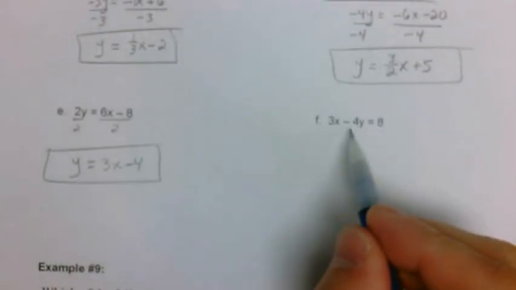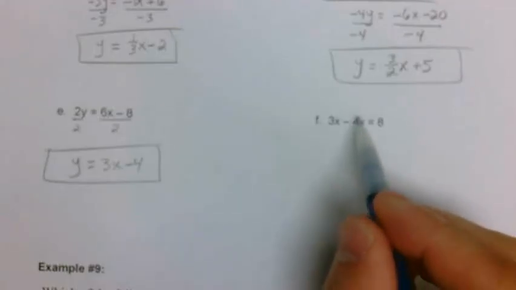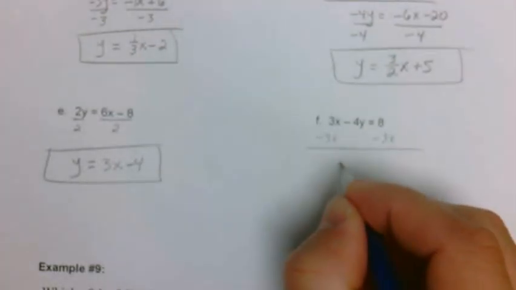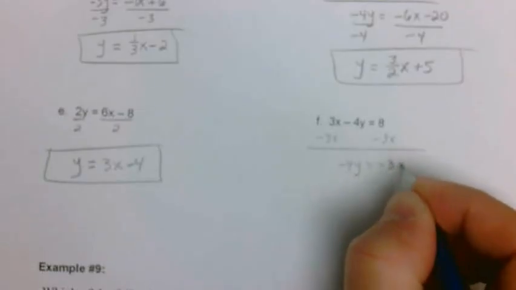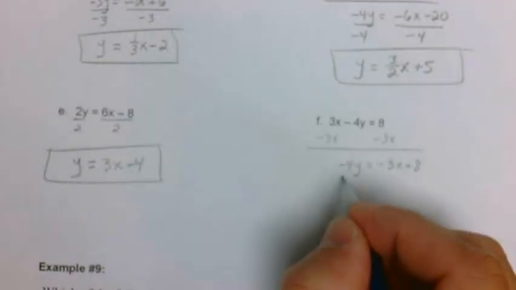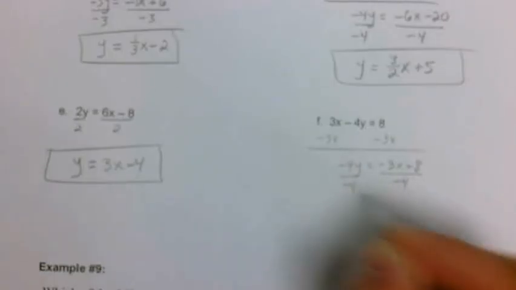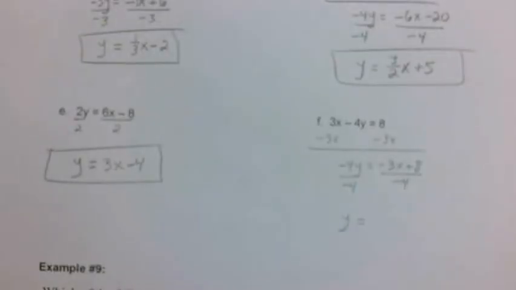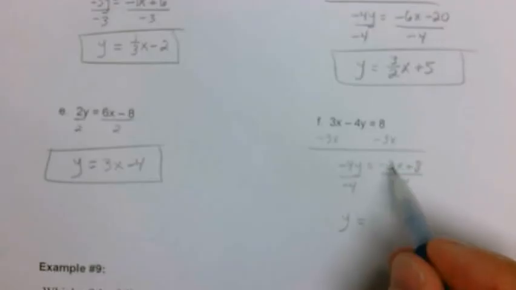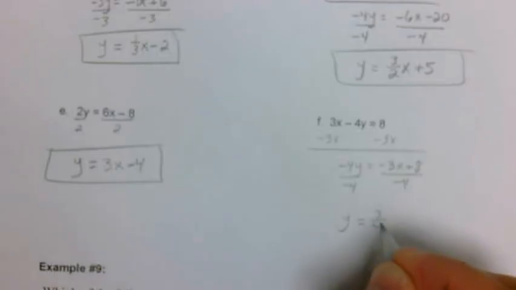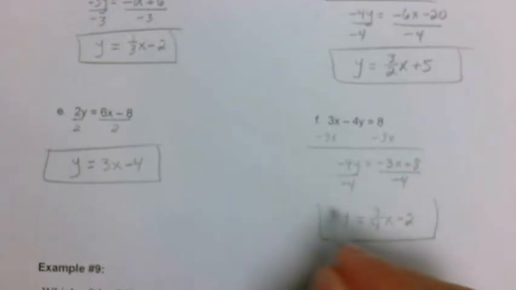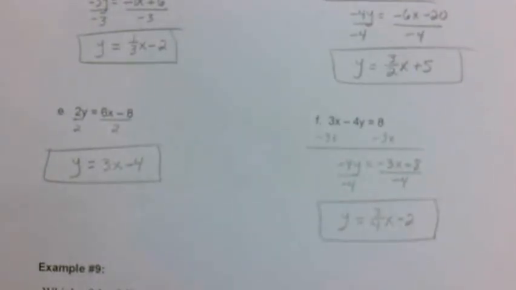Example F, 3x minus 4y equals 8. Let's get our negative 4y alone. So we'll subtract 3x on each side to start. That means that negative 4y equals negative 3x plus 8. And now we'll divide each side by negative 4. Negative 4y divided by negative 4 is our 1y. And it equals negative 3x divided by negative 4. Negative divided by negative is positive, so we're going to have 3/4 x. Positive 3/4 x. And 8 divided by negative 4 is negative 2. So our equation is y equals 3/4 x minus 2.